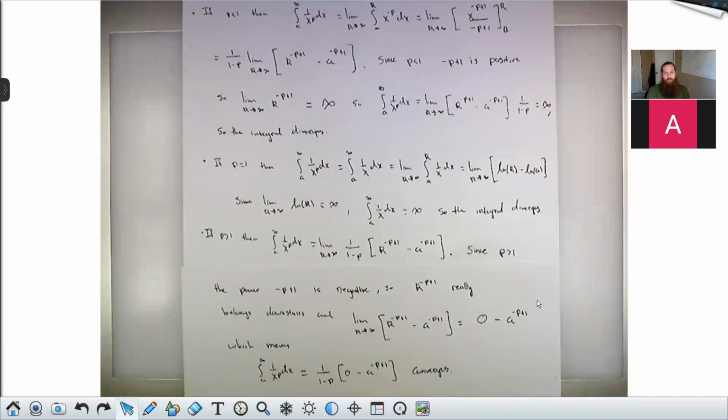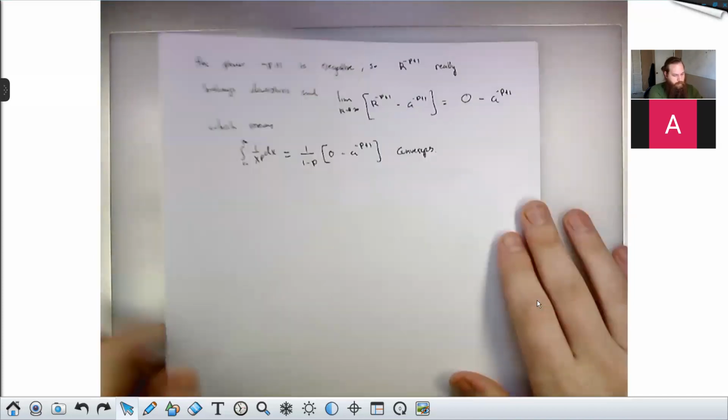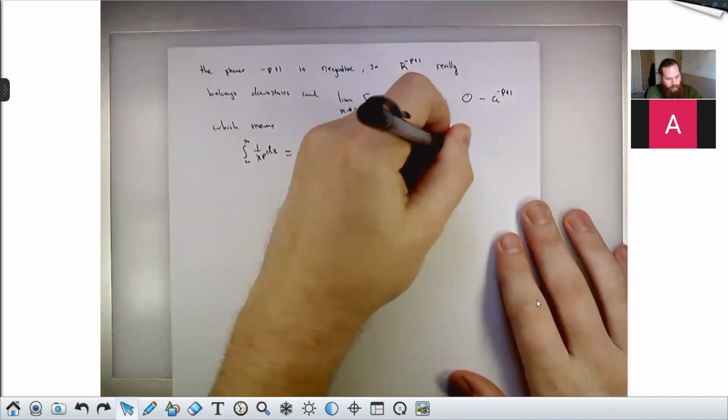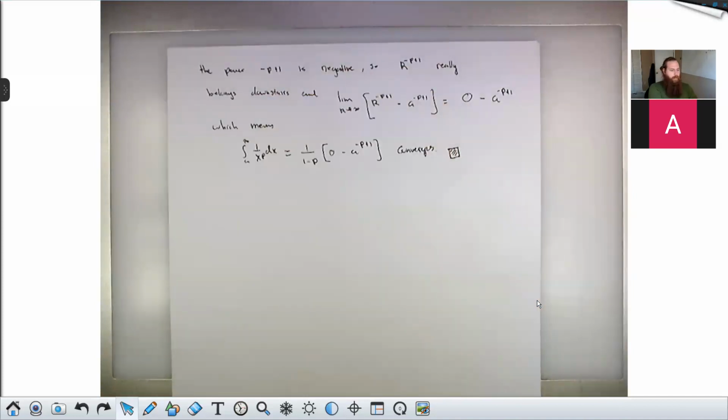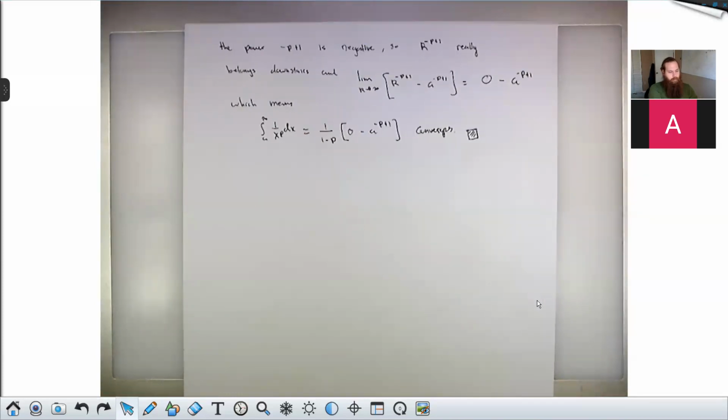If p is less than 1, you can compute the integral and discover that it diverges. If p is equal to 1, you can compute the integral and discover that the integral diverges. And if p is greater than 1, then the integral can be computed and discovered to converge. So p integrals converge if and only if p is larger than 1. And that is the theorem. That was what we wanted to prove. You're not responsible for the proof itself. You are responsible for knowing the theorem.